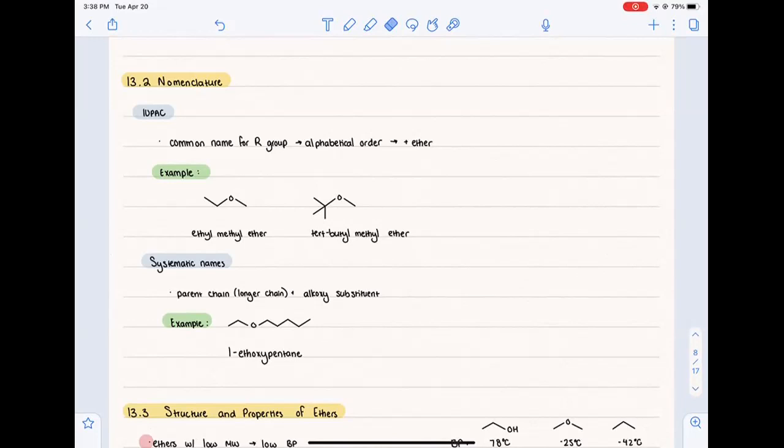Yeah, in the book, it says a systematic name is constructed by choosing the larger group to be the parent alkane and the smaller group as an alkoxy substituent. And then it names it like that. So don't shoot the messenger, because this is simply what the book said.